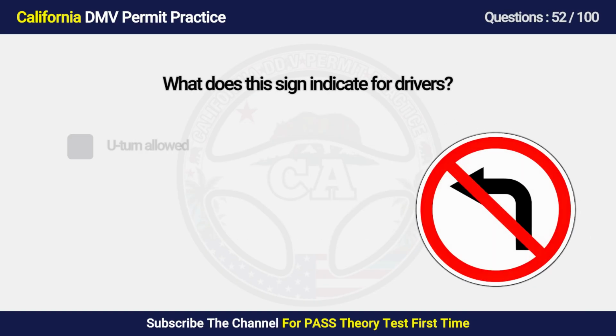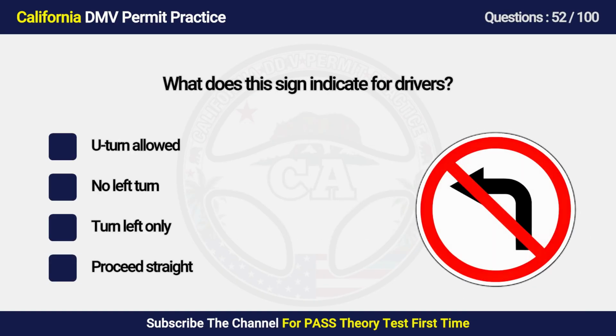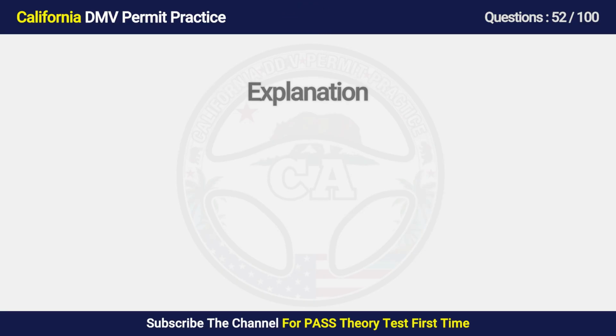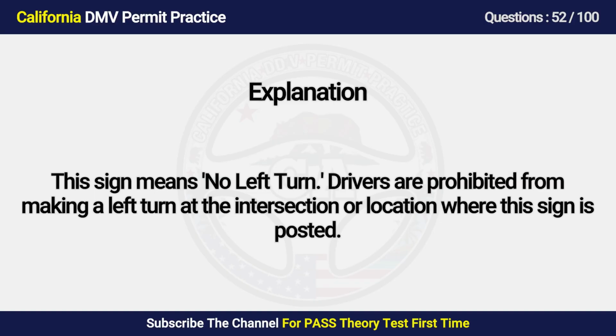Question 52. What does this sign indicate for drivers? A. U-turn allowed. B. No left turn. C. Turn left only. D. Proceed straight. Answer is B. No left turn. This sign means no left turn. Drivers are prohibited from making a left turn at the intersection or location where this sign is posted.